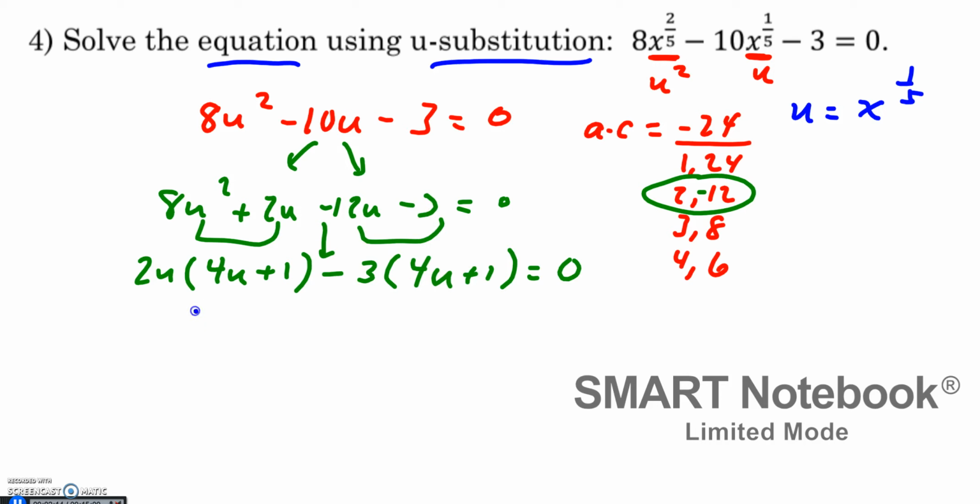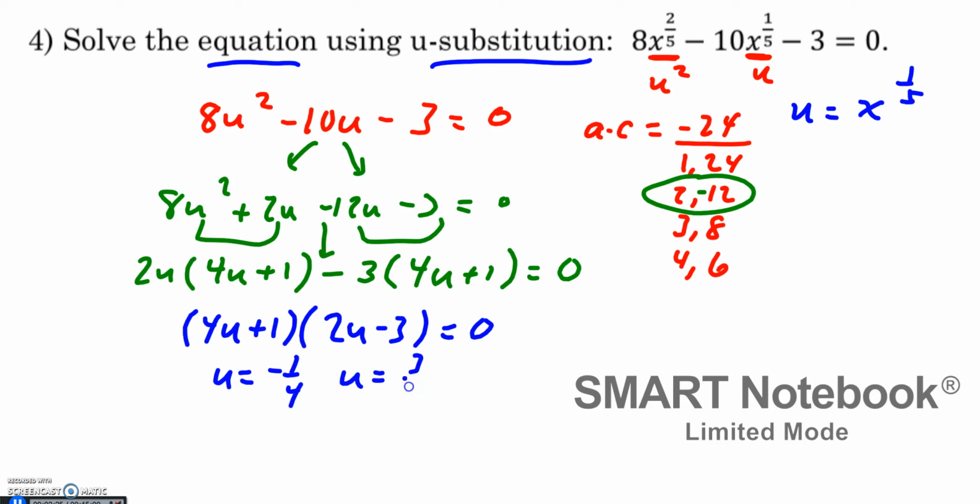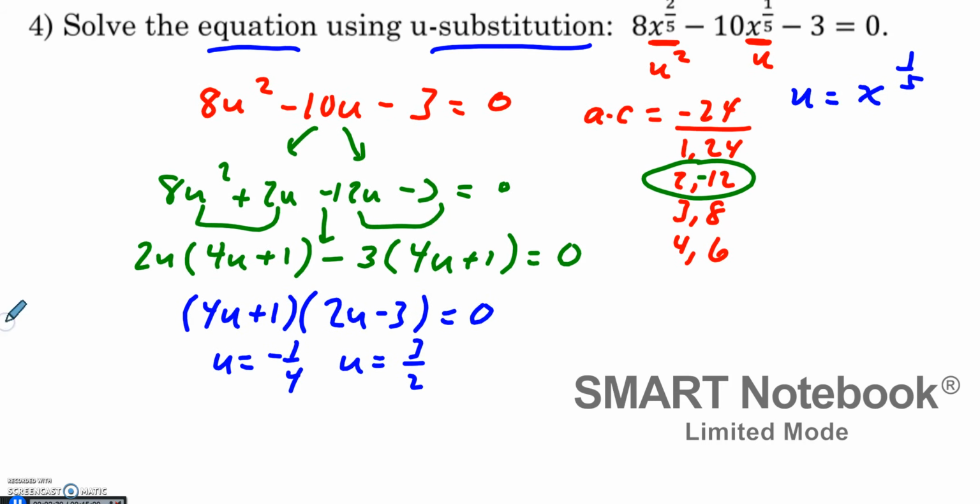So if I continue this, my two options are 4u plus 1 and 2u minus 3 equals 0. Which means my two answers for u, if I set these both equal to zero, would be u equals negative 1/4 and u equals positive 3/2. But that doesn't answer the question yet. The question is asking to solve in terms of x. What we know is that u is equal to x to the 1/5. So that means that this u could be replaced with x to the 1/5 equals negative 1/4, and this u could be replaced with x to the 1/5 equals 3/2.